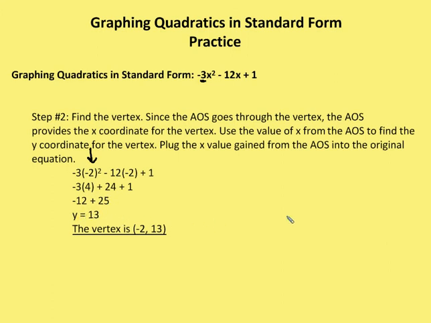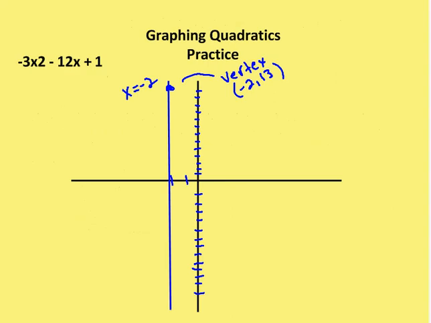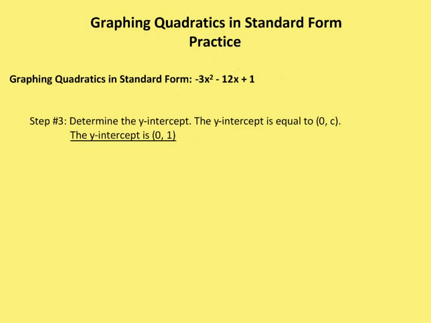So the vertex is going to be negative 2, 13. So I go ahead back to my graph and I plot the vertex, negative 2, 13. So negative 2, 13 is now my vertex on the axis of symmetry. Remember, axis of symmetry runs right through the vertex. And now I'm going to move on to step 3.